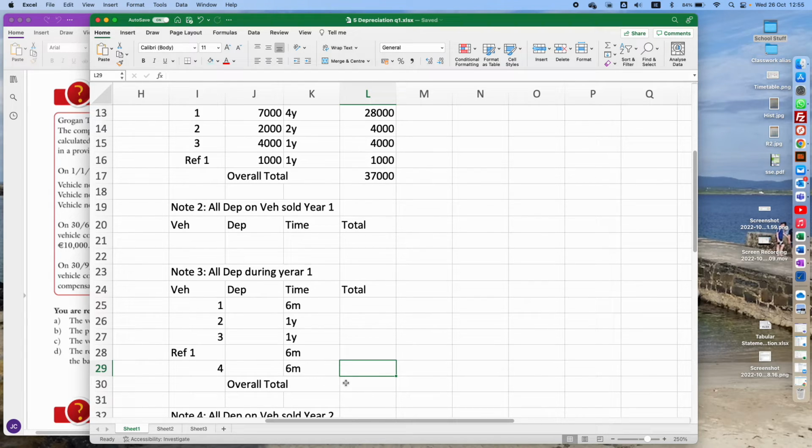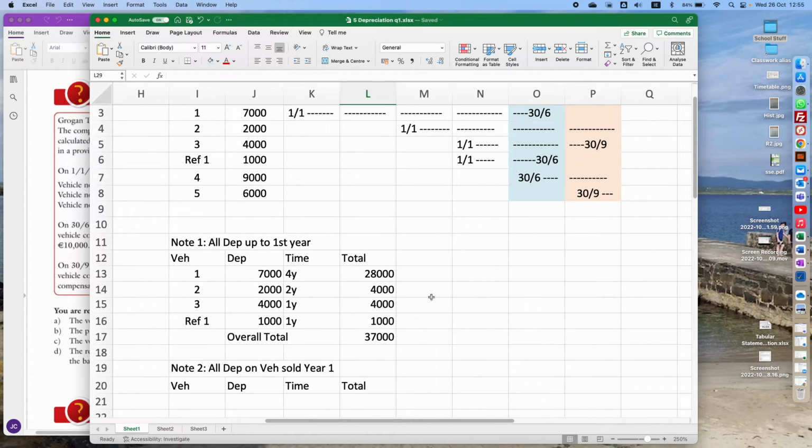Is that not just the same as the figures you get in the account book as well, though? In this, no. What I've got, all the depreciation up to year one is all of these figures added together. All of these years. I'm just looking at what happened only during this year.